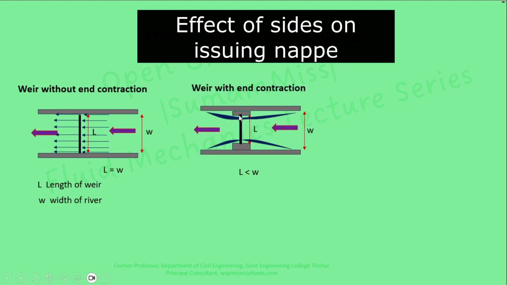Look at this weir. In this weir, you can see that the length of the weir is less than the width of the river. That is, L is less than W. So in this case, when the water approaches this weir, it gets contracted, then it gets expanded. The flow is not taking place over the entire length of the weir. So some reductions have to be made to account for this end contraction. So the total length of the weir within which the flow is taking place is less than the actual length. So that is to be accounted for in the discharge equation.